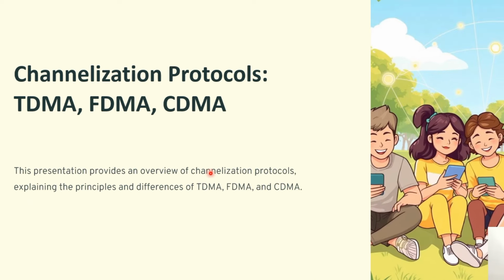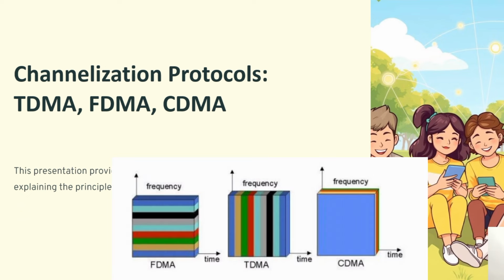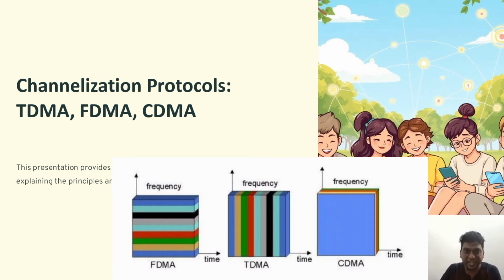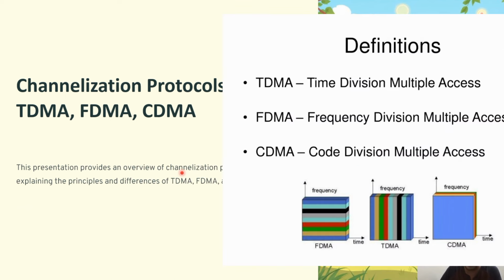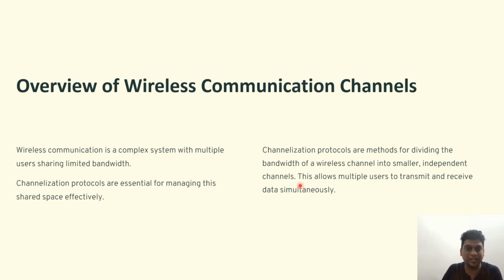Channelization protocol: the accessible bandwidth of the link is split in time, frequency and code. The different types are frequency division multiple access (FDMA), time division multiple access (TDMA) and code division multiple access (CDMA). Before discussing the multiple access techniques, let's have an overview of wireless communication channels.